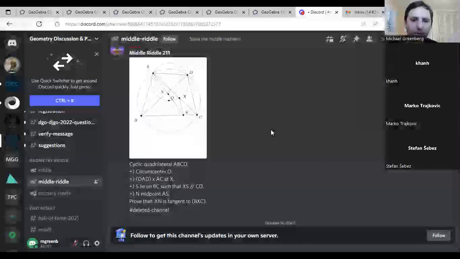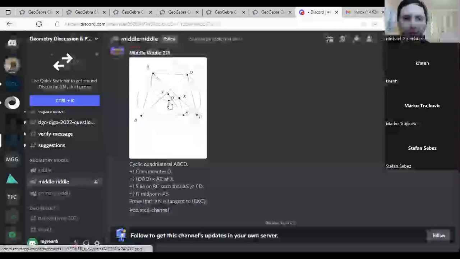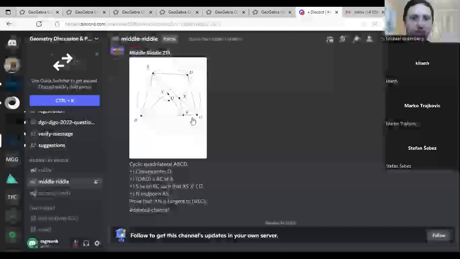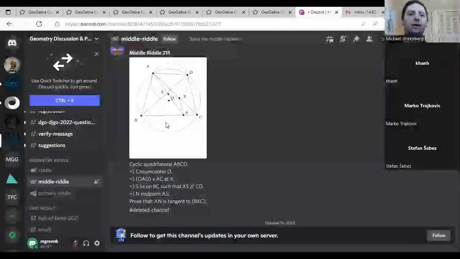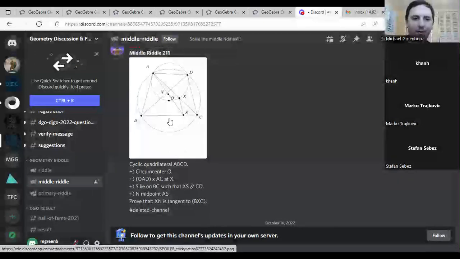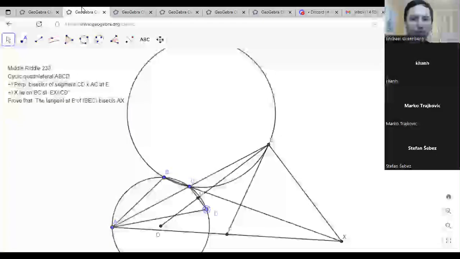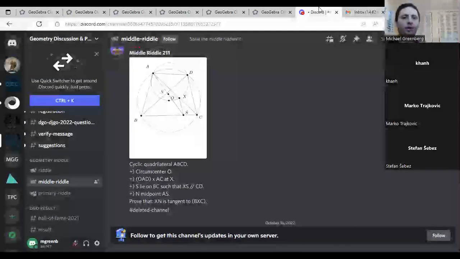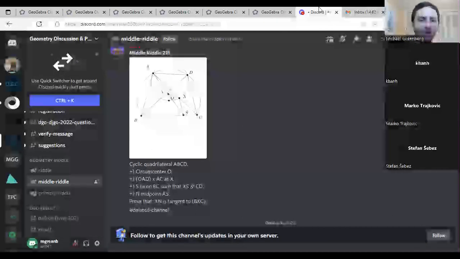So we have a cyclic quadrilateral with circumcenter O. This looks, because this has a circle through O, right? N is the midpoint of AS. It looks kind of similar. Is it just a rephrasing of it? It's just a rephrase. Okay, because OAD is symmetric. So it's the same problem, but they're just saying the perpendicular bisector of CB intersects it at E. Whereas here, so it's really just a rephrasing. Interesting.